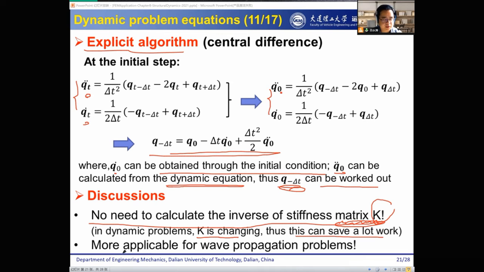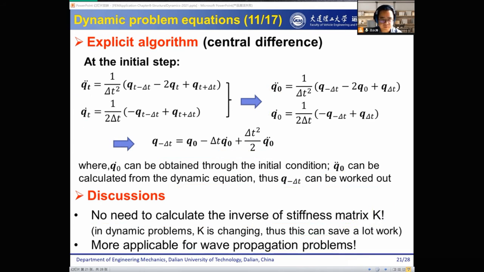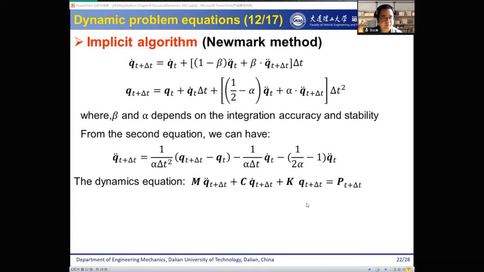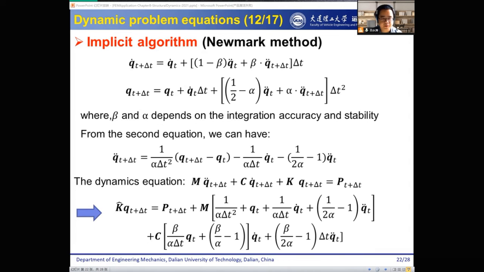The dynamic analysis is applicable for wave propagation problems, because it is using the explicit algorithm, so you can use the previous value to calculate the next value. In comparison, we have the implicit algorithm, or sometimes we call it the Newmark method.